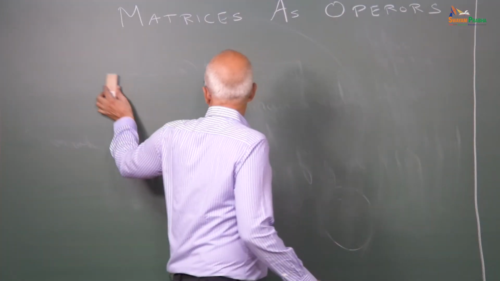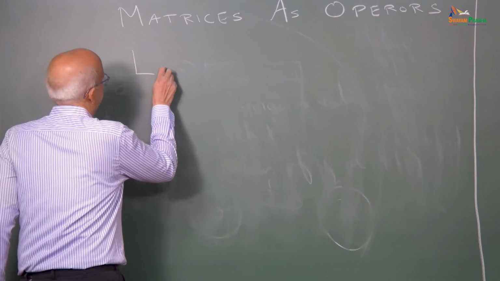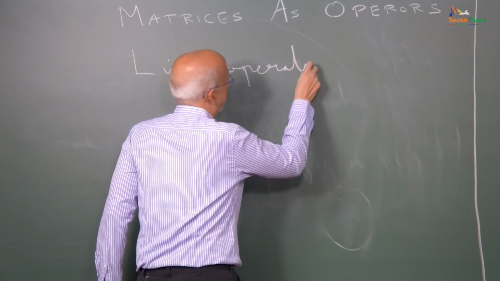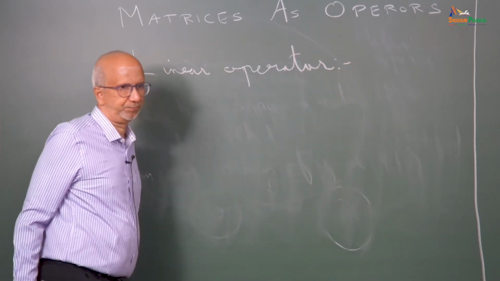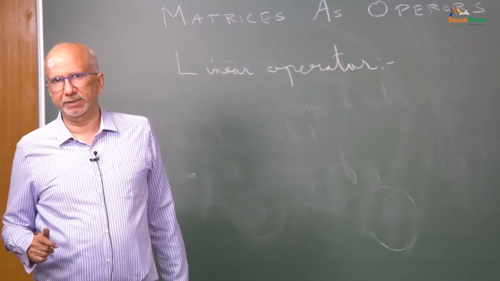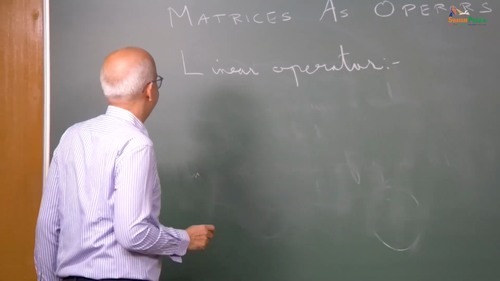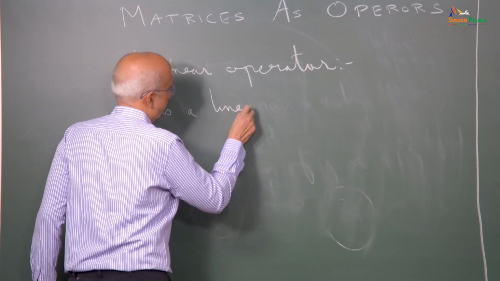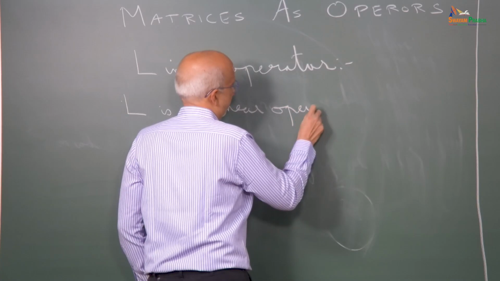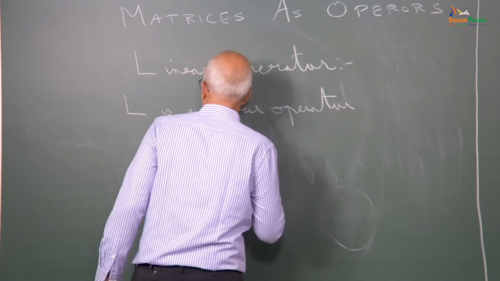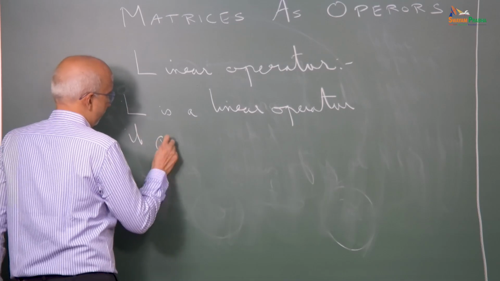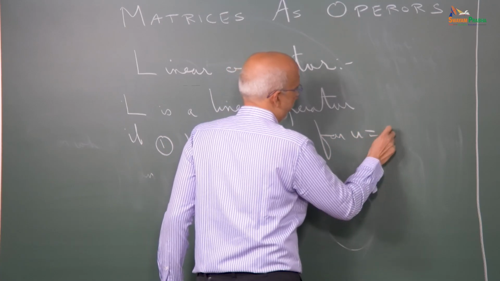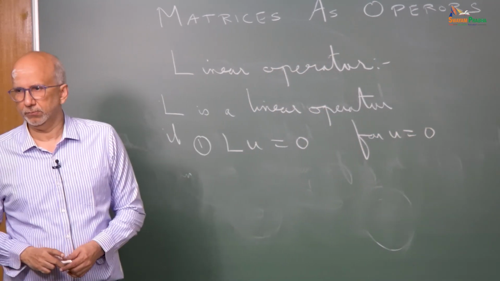So, I am going to talk about a linear operator. Okay. Again, in a general setting, what is a linear operator? L is a linear operator if one, L U is equal to 0 for U equal to 0. Okay.